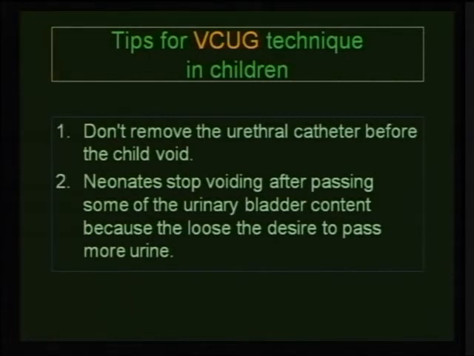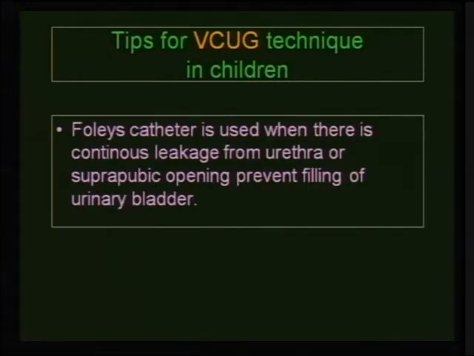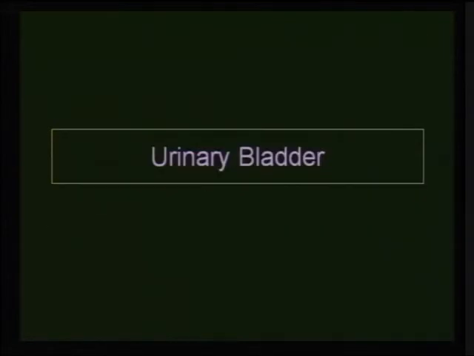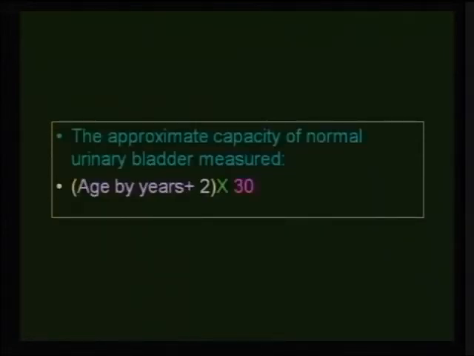Sometimes what you are seeing is not a residual urine. It is just that the child has lost the urge to pass more urine. Foley catheter, we use it when there is continuous leakage from the urethra or suprapubic opening if the child has one. What about the urinary bladder? Urinary bladder capacity is measured by this: age in years plus 2, multiplied by 30.